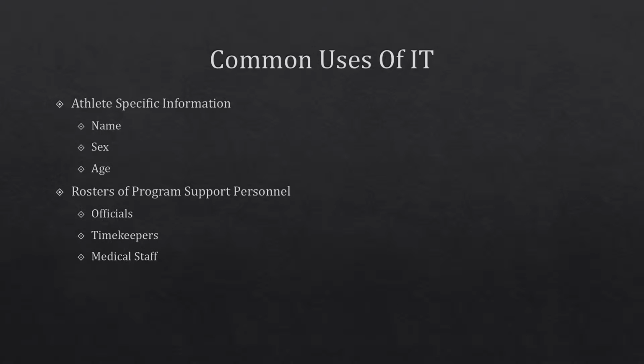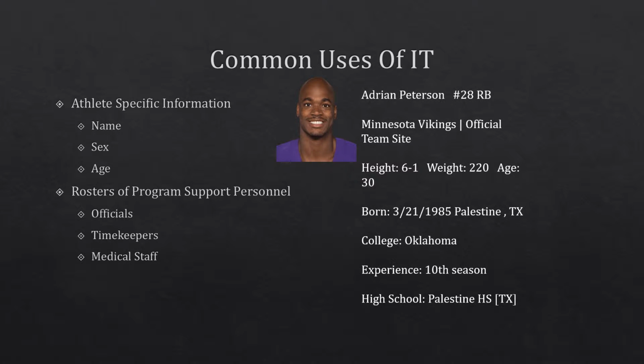Another thing you can see being utilized is the rosters of program support personnel, meaning the officials, the timekeepers, medical staff, and cameramen, etc. They keep going on for days, and they're also being recorded and kept track of. To the right here, you can see a picture of the Minnesota Vikings running back Adrian Peterson, and get an idea of the athlete-specific information that you might see.